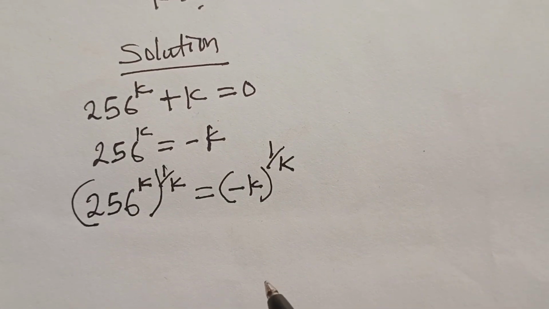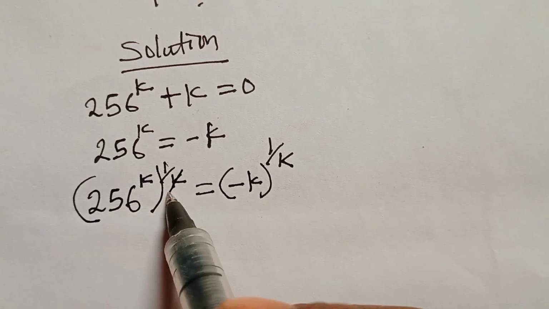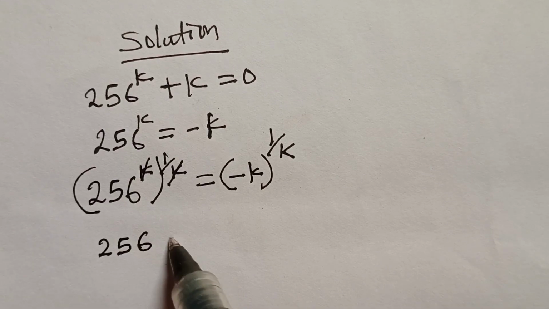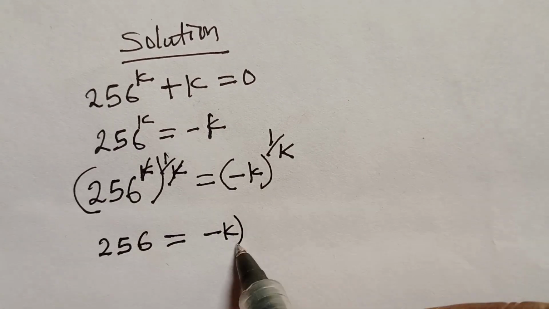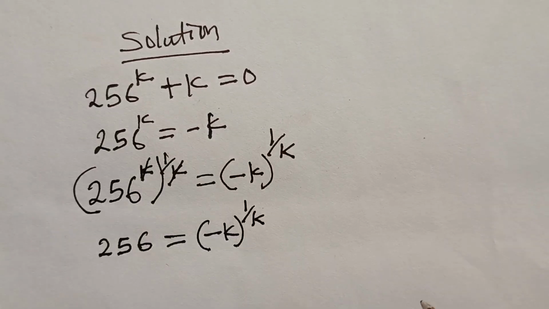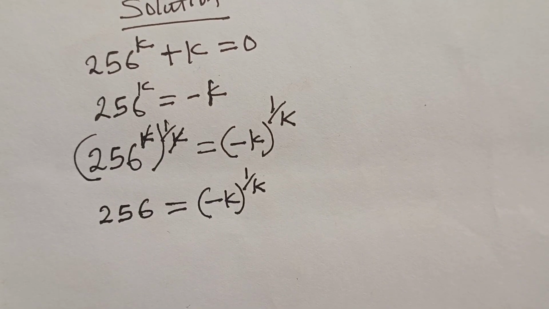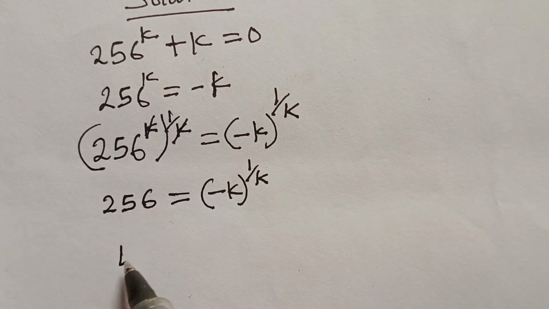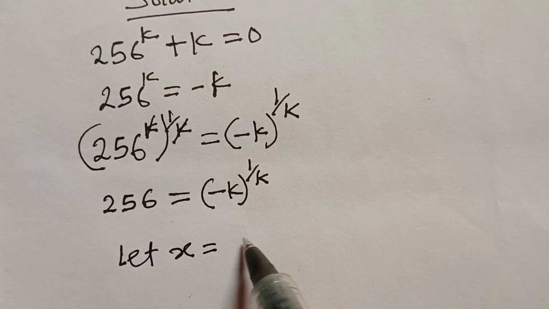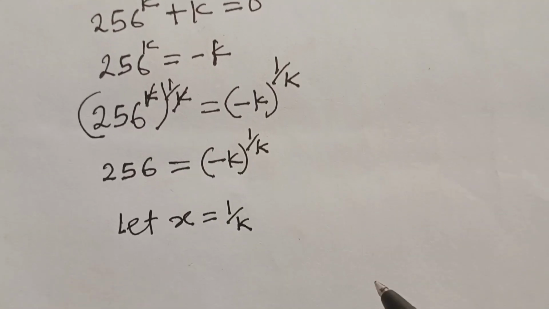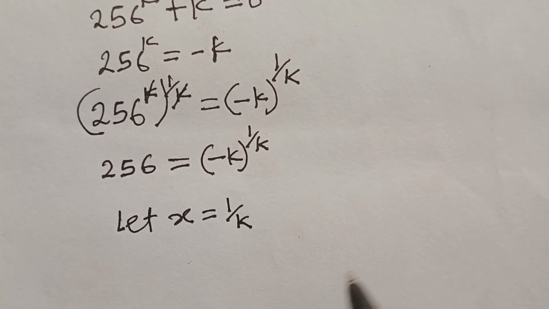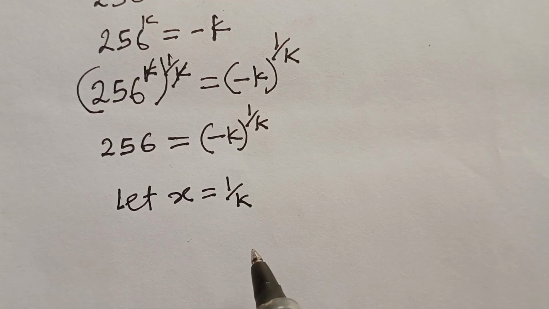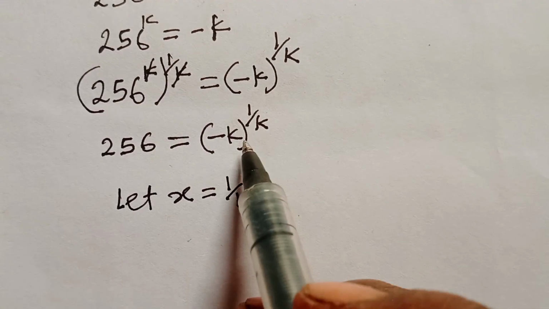Once you understand it up to this stage, the next thing is that we cancel out this k with this k. We are left with 256 on our left hand side equal to minus k, everything raised to power 1 over k. So from here, let's represent 1 over k as x. That is, let x be equal to 1 over k. Don't forget, this is the easiest method for you to get rid of this kind of complex equation. So when x is equal to 1 over k, let's now substitute for the value of k.